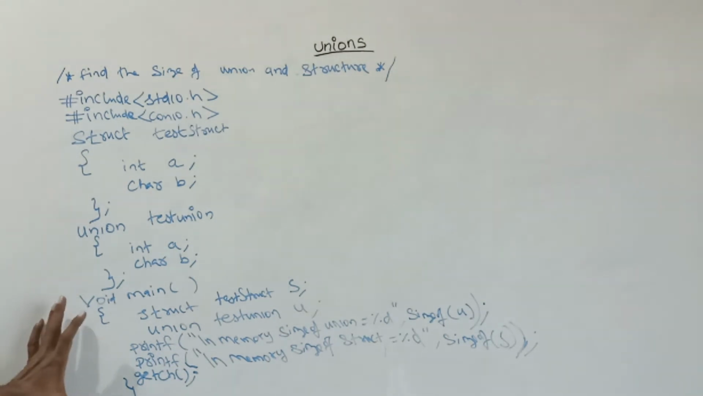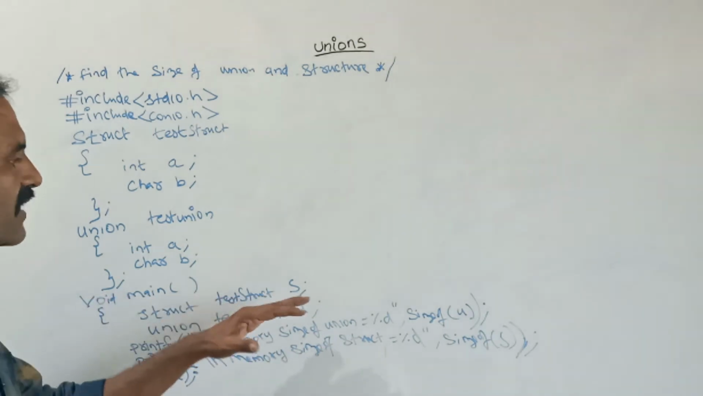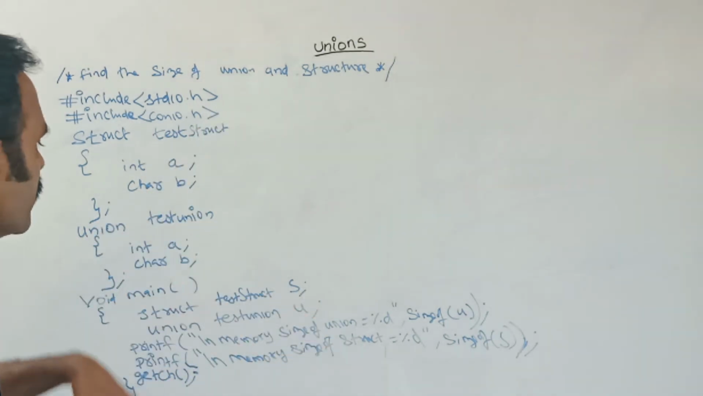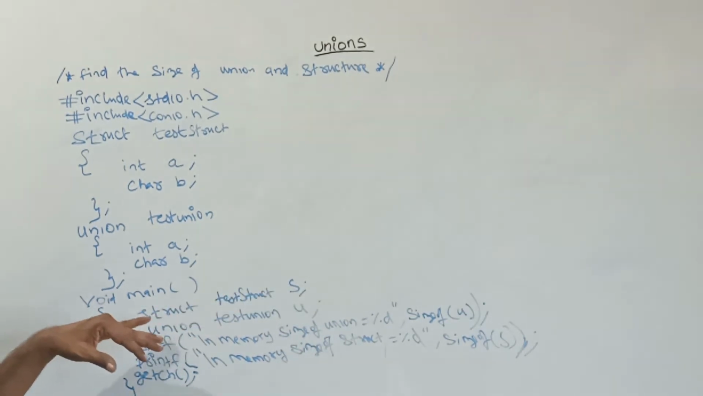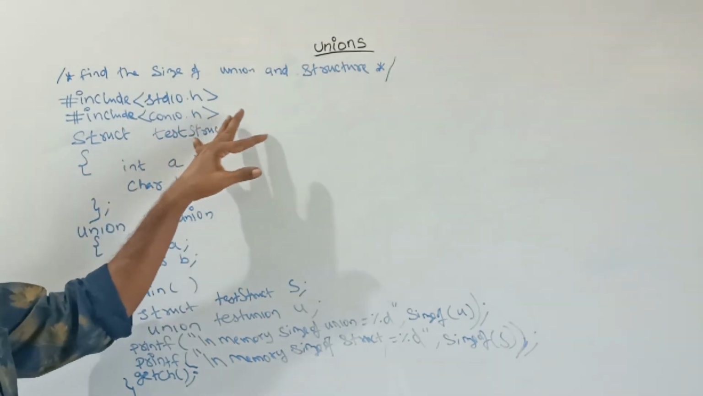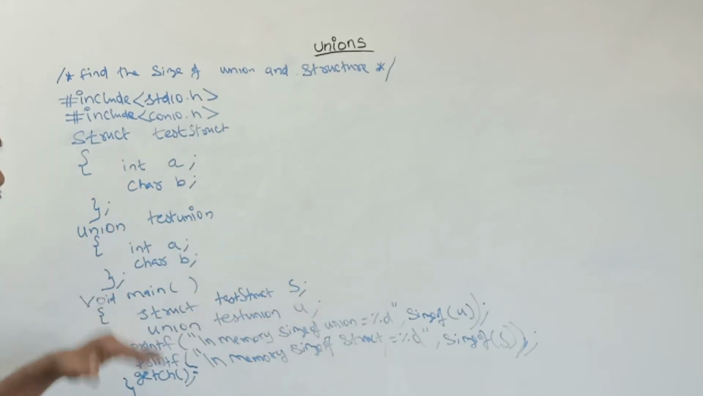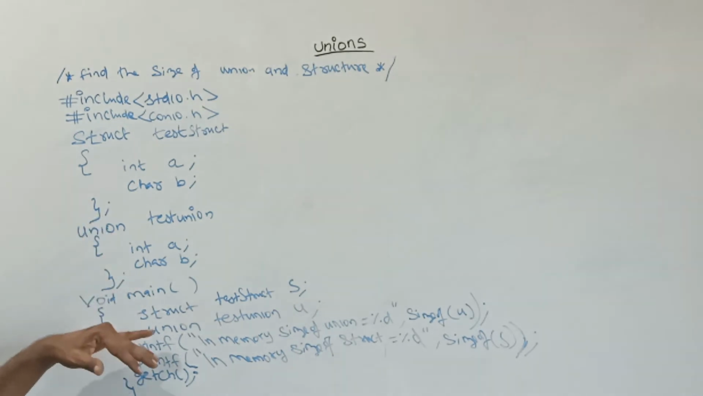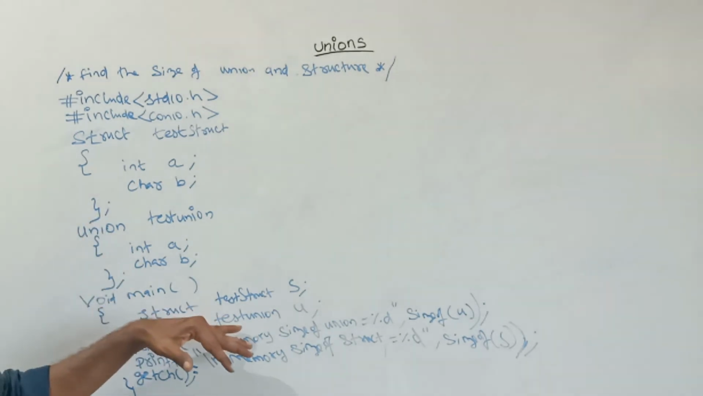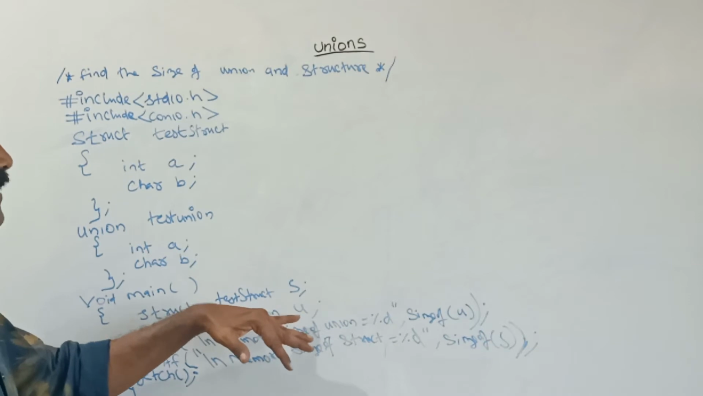See, now this is the void main, the main function. In the main function I am creating the variables for this structure and the union. For creating the variable, first you should use the keyword struct, next the structure name, that is the tag name. Here test structure, for this I had created the variable s. In a similar way for the union, first you should mention the keyword union, after that the tag name of the union. This is the test union. For this test union I had created the union variable u.